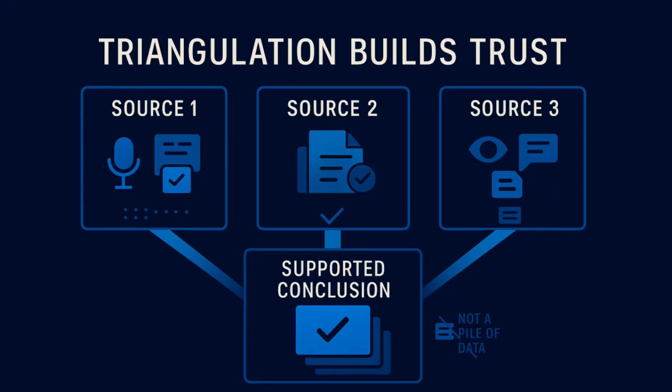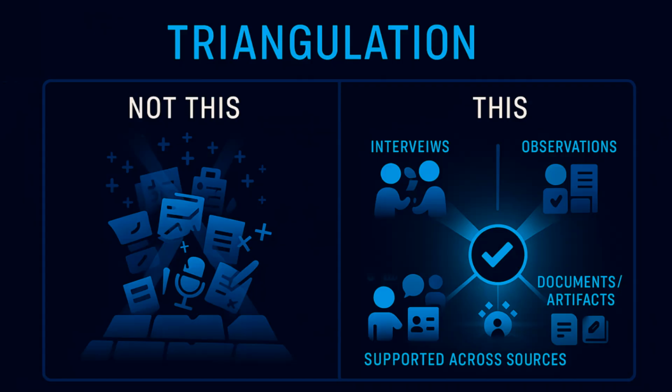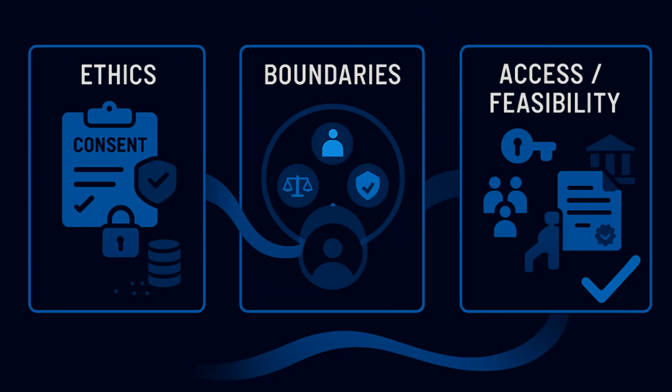Case study commonly relies on at least 3 distinct sources of evidence, often interviews, observations, and documents or artifacts, so that claims can be cross-checked and deepened. Triangulation is not about collecting more data just to collect more data. It is about strengthening the trustworthiness of interpretation by showing that your conclusions are supported across sources, not built on a single viewpoint. Ethics and feasibility must shape every data collection plan.